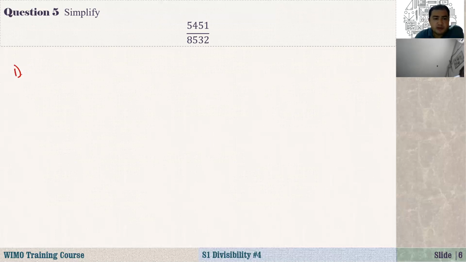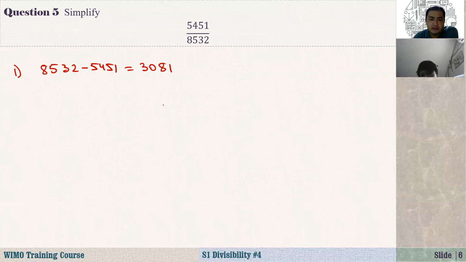So number one, again, I use the same method. What is the difference of these numbers? 8532 minus 5451. Because if they have any common factor, their difference must also be divisible by that common factor. And what is the difference of these two numbers? 8532 minus 5451 is equal to 3081.